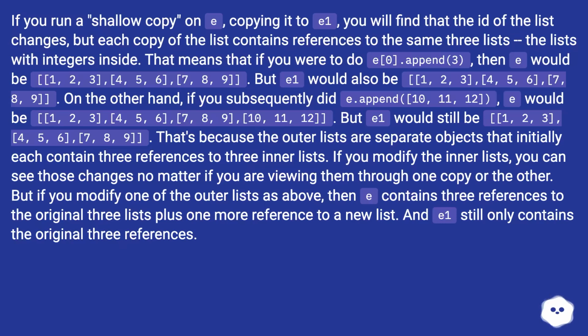If you modify the inner lists, you can see those changes no matter if you are viewing them through one copy or the other. But if you modify one of the outer lists as above, then E contains 3 references to the original 3 lists plus 1 more reference to a new list. And E1 still only contains the original 3 references.